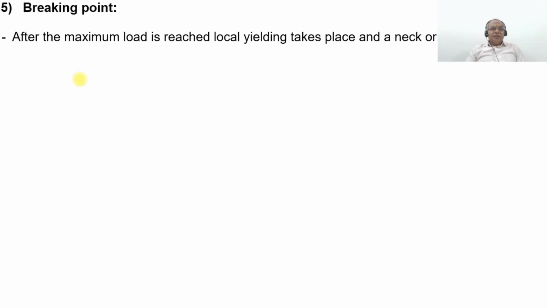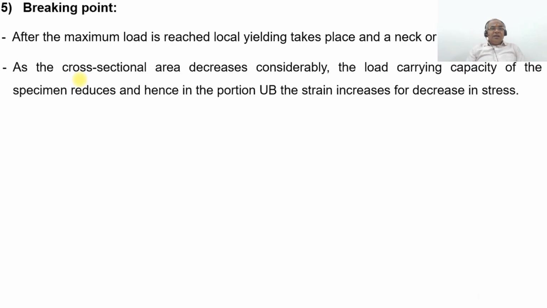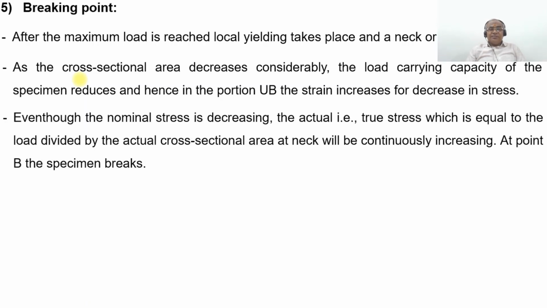Then the breaking point. After the maximum load is reached, local yielding takes place and a neck or waist is formed. As the cross-section area decreases considerably, the load carrying capacity of the specimen reduces, and hence in the portion UB, the strain increases for decrease in stress. Even though the nominal stress is decreasing, the actual, that is the true stress, which is equal to the load divided by the cross-section area at the neck, will continuously increase.